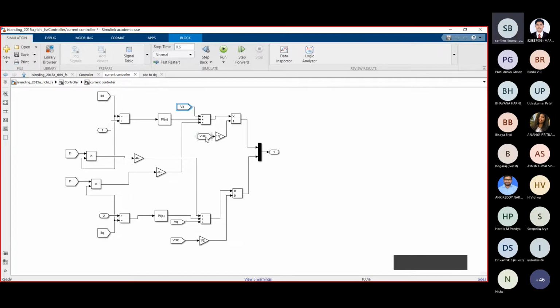And I already explained the relation between the DC side and the AC side. The VD output equals M into VDC by 2. That's why we are adding this gain in the controller.